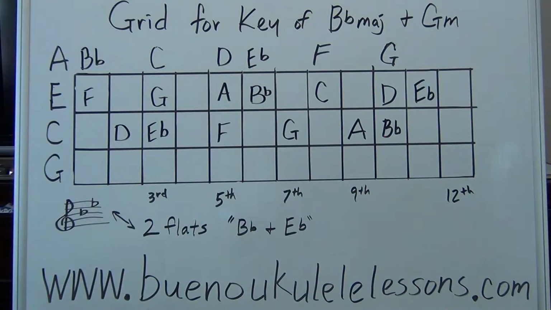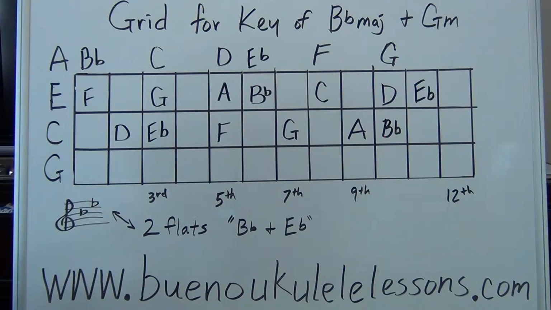So now, overall, you have covered quite a bit of fretboard by just doing those 3 lessons: the basic B flat scale, basic position, the extended B flat major scale, and then the G minor scale.